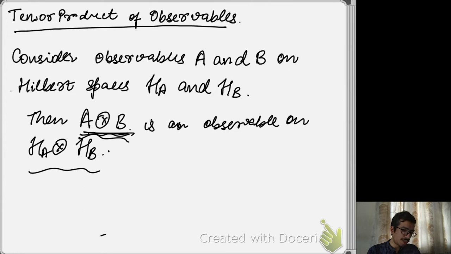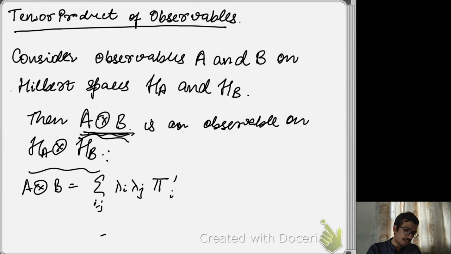And we can also check that A tensor B over here is equal to the sum over i,j of lambda_i lambda_j pi_i^A tensored pi_j^B. I'm superscripting the projectors by A and B just to distinguish which Hilbert space they lie in. So now we see that the new projectors are given by pi_i^A tensored pi_j^B with their corresponding eigenvalues lambda_i lambda_j.